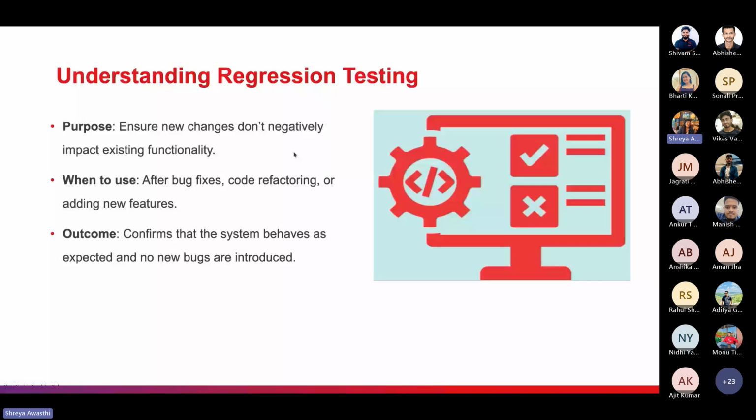Now, when do we use it? Basically, we use regression testing after we fix any bug, do code refactoring, or add new features. Anything we have changed in the software, we need to perform regression testing to check whether the functionality remains the same or has been affected by the changes or modifications. So the outcome is that it confirms the system behaves as expected and no new bugs are introduced.